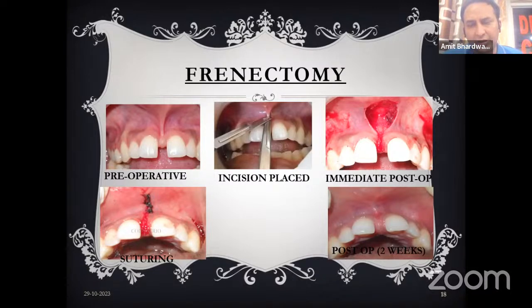And you can give a composite for coverage of the diastema which has already occurred, but henceforth it will not progress. So frenectomy is also a very common procedure.